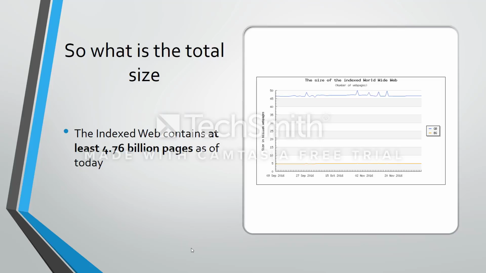And this is the total size of the web. Well, the indexed web contains at least 4.76 billion pages as of now.